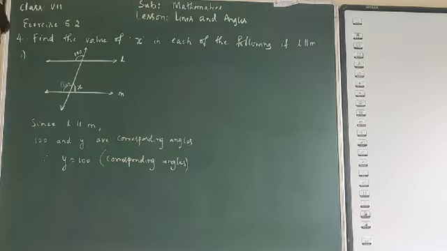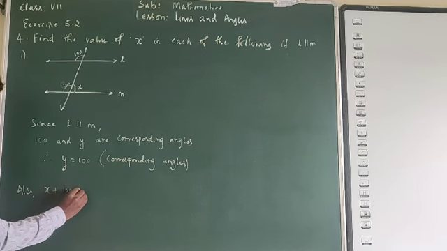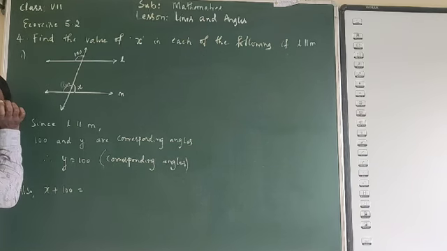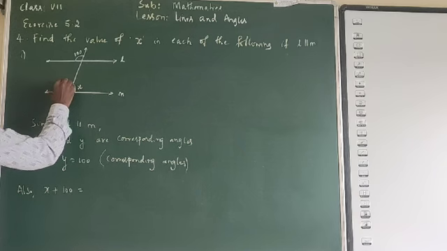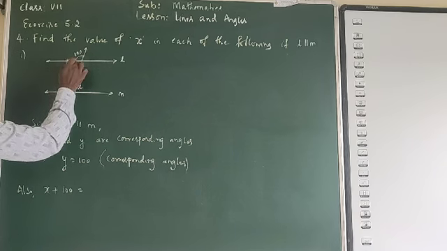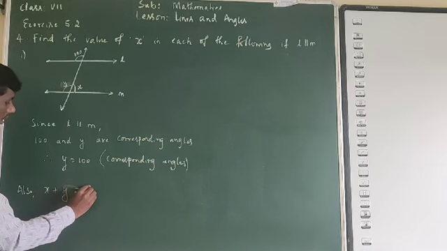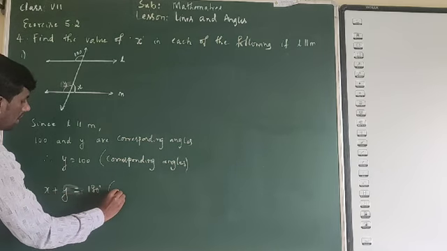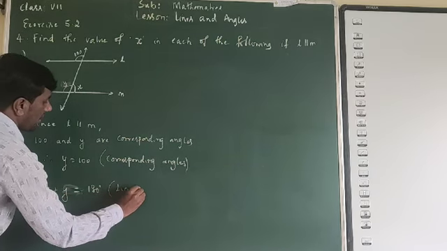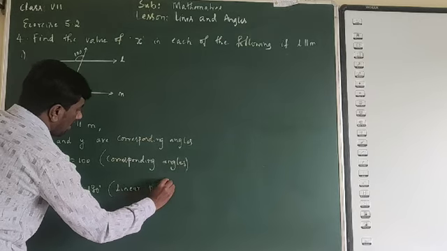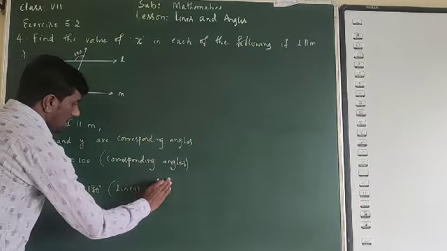Okay. X. Can we call it y only? Because I am having 100 here, so that you will be getting into confusion. Okay. So x plus y is equal to 180. Inside the bracket you can write linear pair. Okay. Linear pair of angles.